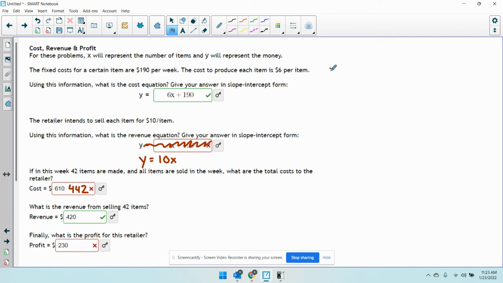Now, just something to keep in mind, because this will pop up in chapter 2 as well. Profit is equal to revenue minus cost. So in this case, profit is equal to the revenue, which was 420, minus the cost, which is 442. So my profit is going to be negative 22.